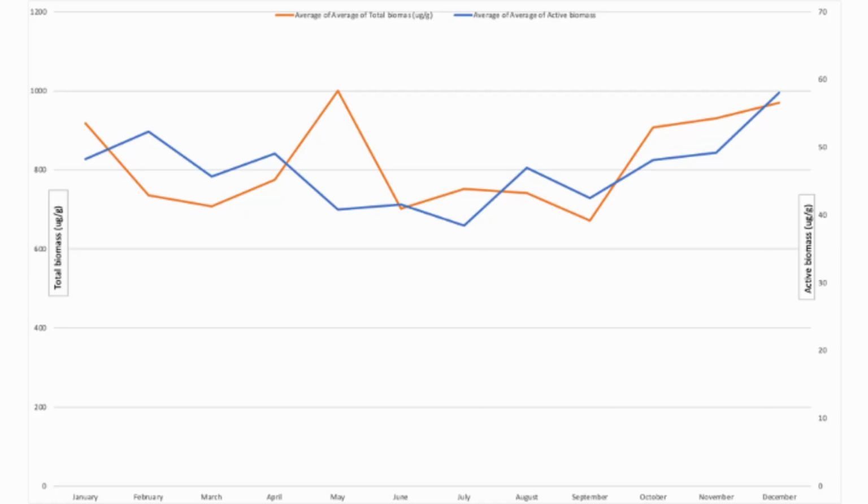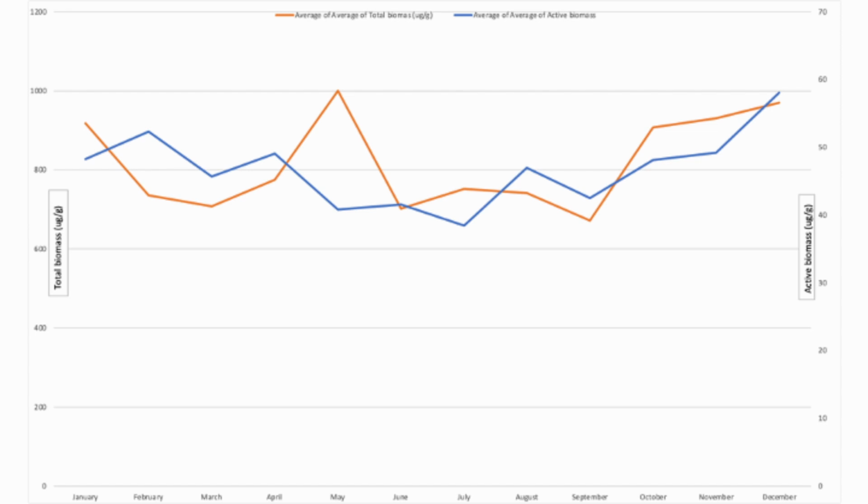But I said that we would be mainly concerned with the organisms in the soil, the biomass, so that's the total amount of bacteria, total amount of fungi, added up to create one value, which is in micrograms per gram of soil. The orange line here represents the total average biomass, so the total amount of bacteria and fungi that is either active or inactive in the soil.